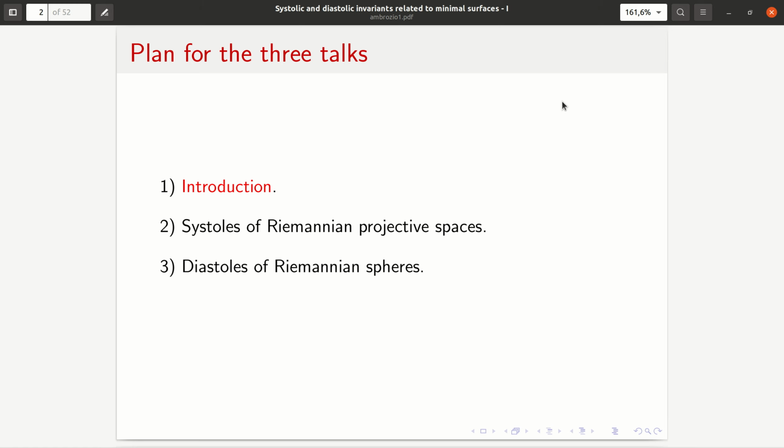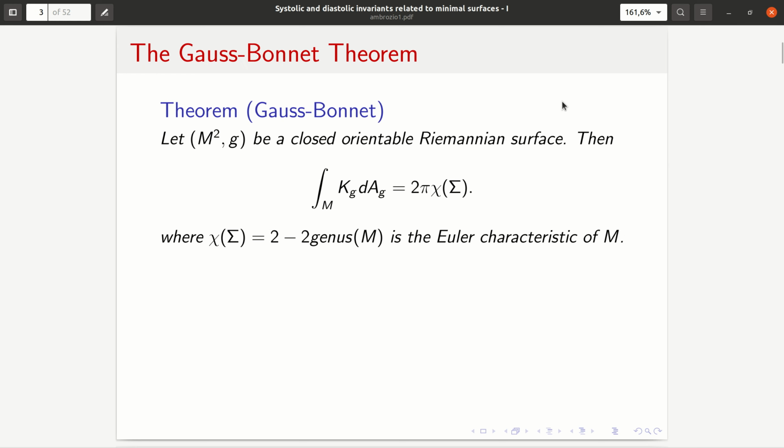I like to give talks where I can start by quoting a theorem that most people know and most people learn to love. And I am also lecturing this term a course on the geometry of curves and surfaces. So I decided to begin my talk with the Gauss-Bonnet Theorem. If we have a closed orientable surface with a Riemannian metric G, then the integral of the Gaussian curvature of the surface is equal to 2 pi times the Euler characteristic of the surface, which is equal to 2 minus 2 times the genus of the surface.